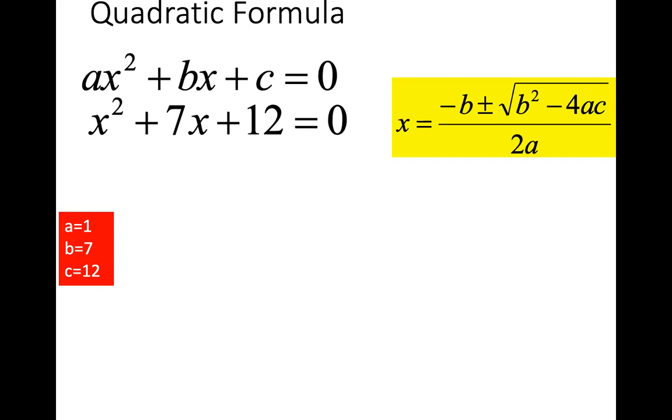Anna, go left or right? -7. We'll start with x equals. x equals -7 plus or minus the square root, there's a big long square root symbol, of 7 squared minus 4 times 1 times 12. When you do this for real, a lot of times kids will just leave off the 1 because it doesn't change anything. All over 2 times 1.